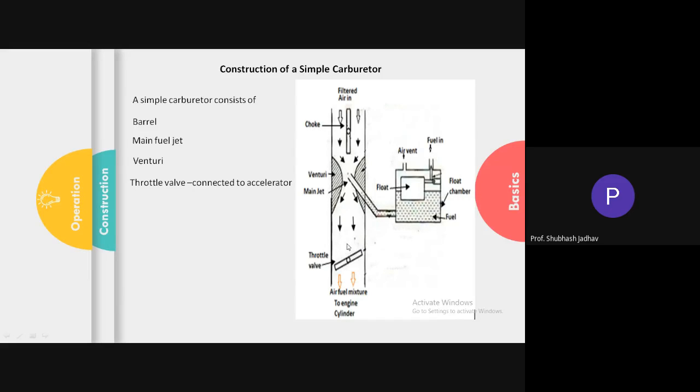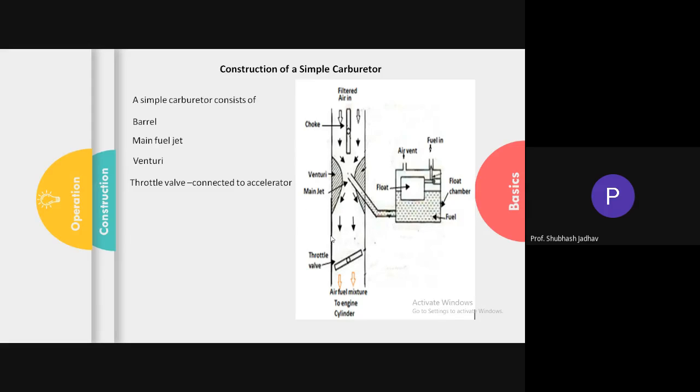So what is a throttle valve? A throttle valve is a valve which ensures the required amount of air-fuel mixture to the engine. Okay, and for that it is connected to the accelerator. In a four-wheeler, it will be connected to the accelerator pedal. If it is a two-wheeler, then it is connected to the accelerator knob, which we turn, which is on the handle. So when we turn that particular accelerator knob, then what is happening?